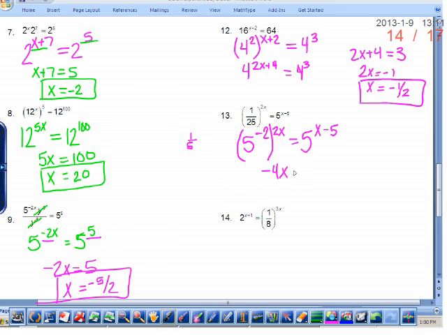Okay, so I have negative 4x equals x minus 5. Negative 5x equals negative 5. So x equals 1. All right. Quietly, with someone next to you, try number 14.